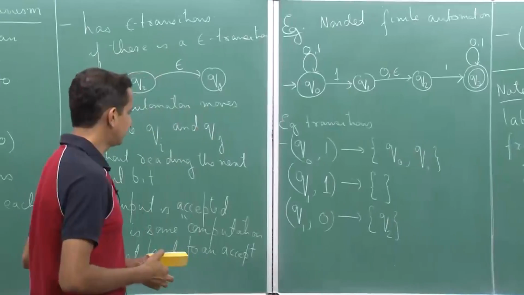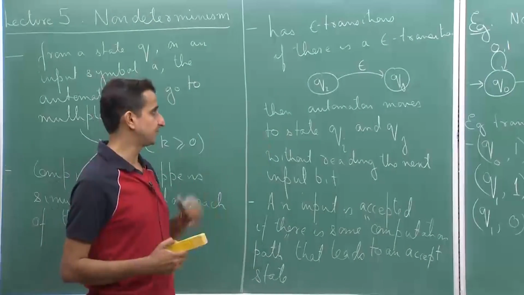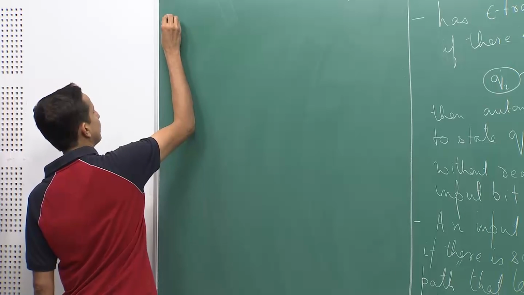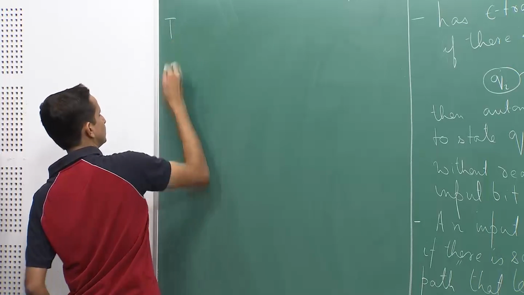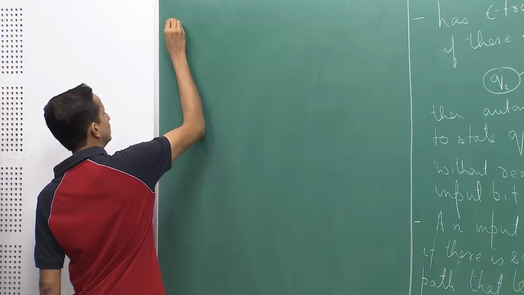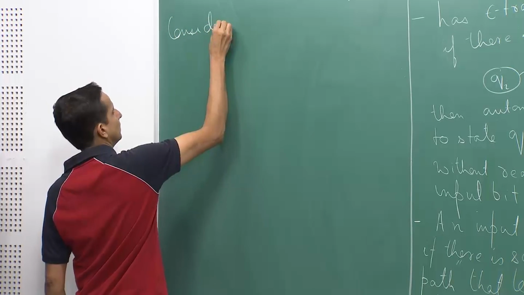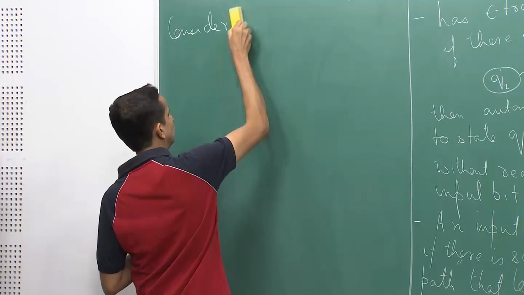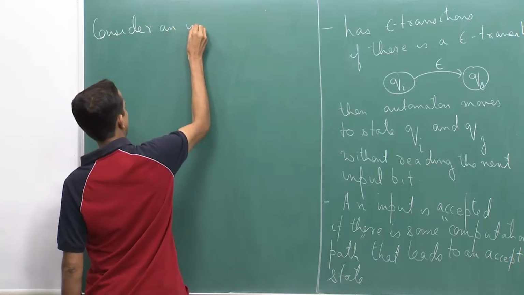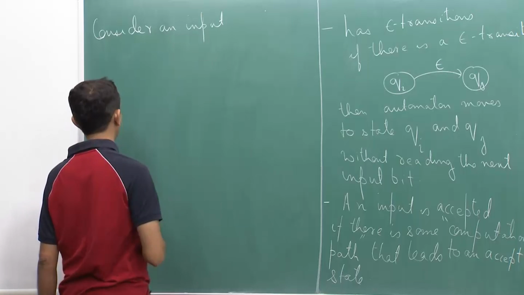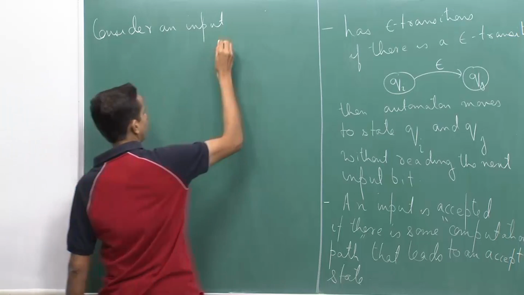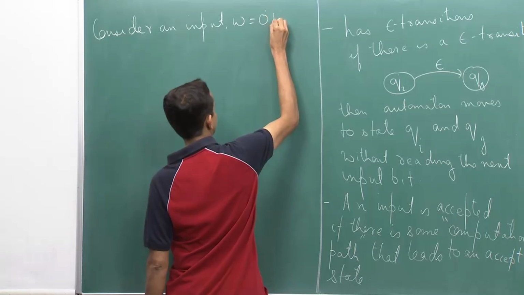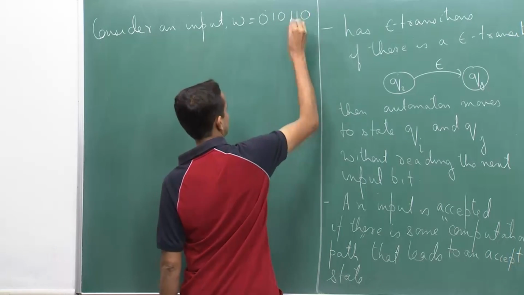Okay, so now let us look at an example of an input that is accepted by this automaton. Consider an input, let us say W equal to 0 1 0 1 1 0.